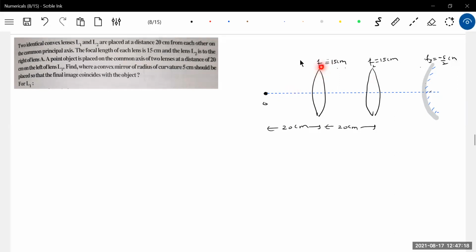1 by f1 plus 1 by f2 minus d by f1 f2. Hope you can remember that. What is d? D is the separation. You can replace two lenses separated by a distance with an equivalent lens when object is at infinity. When object is at finite distance, we don't have any formula to replace these two with an equivalent lens. I'm repeating it, please.